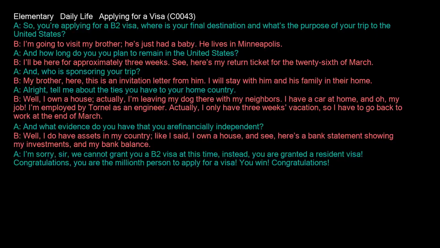And what evidence do you have that you are financially independent? Well, I do have assets in my country. Like I said, I own a house and see, here's a bank statement showing my investments and my bank balance. I'm sorry, sir. We cannot grant you a B2 visa at this time. Instead, you are granted a resident visa. Congratulations. You are the millionth person to apply for a visa. You win. Congratulations. Yay!